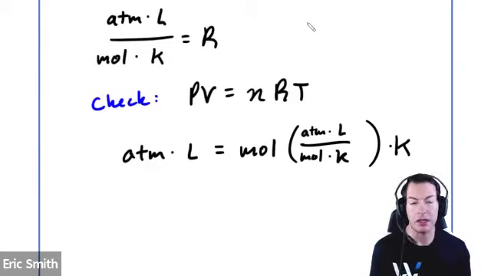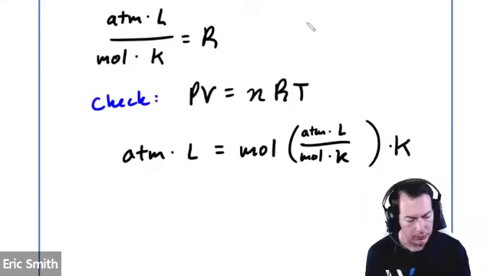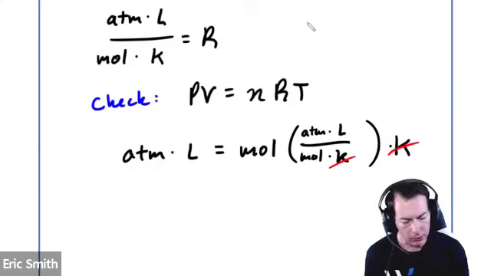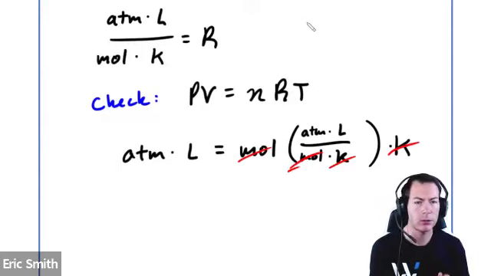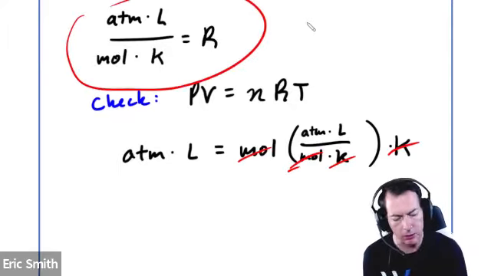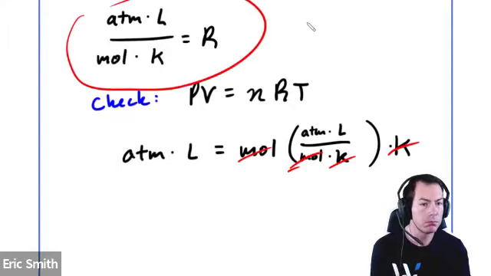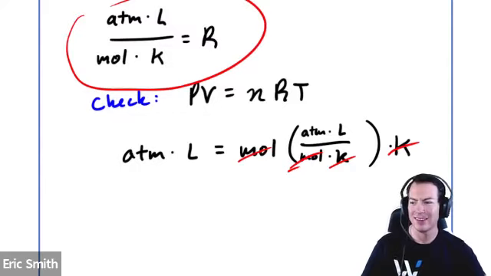And now we have to check that things actually balance out. So I'm seeing that the Ks are going to cancel, moles are going to cancel. Sure enough, we have ATM times L is equal to ATM times L. Things are balancing out. We know that these really are the proper units for the variable R. Does that make sense?